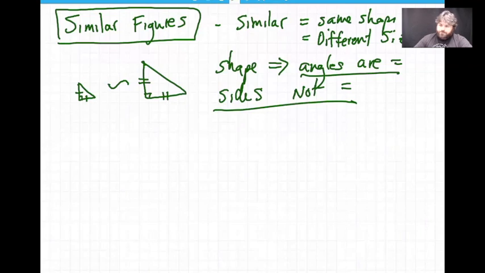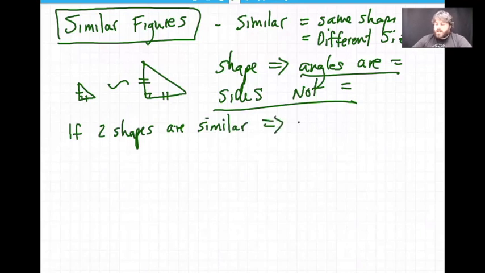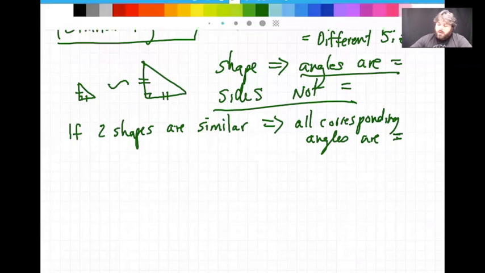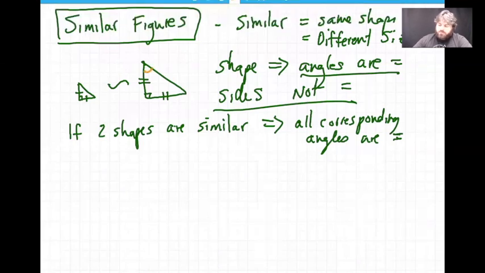So here's what we know, okay? If two shapes are similar, okay? If I'm told that these two shapes are similar, what it means then is that all corresponding angles are equal. Now, corresponding angles just means like, I'm gonna go ahead and use some color coding here. If this angle here was 45, and it would be the same as this angle here, those angles are corresponding, they're in the same location. This little green one and this little green one are in the same position.